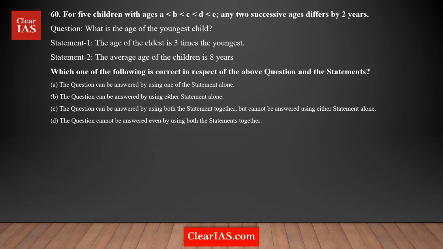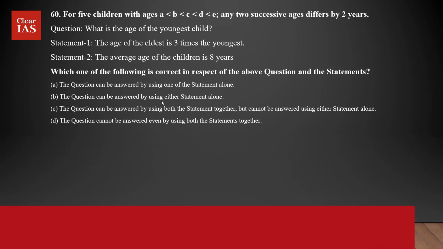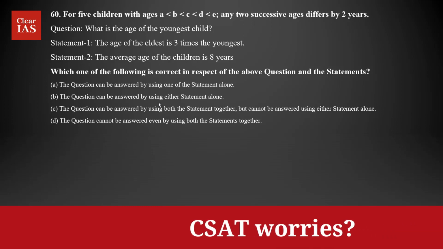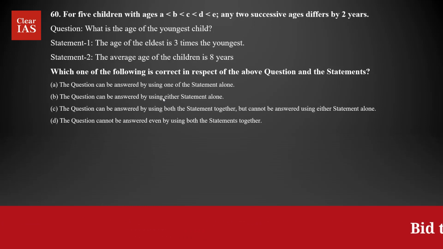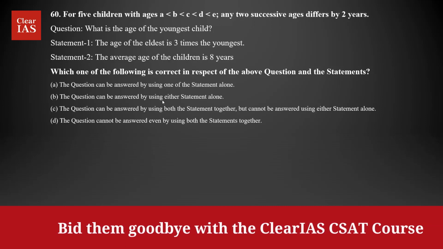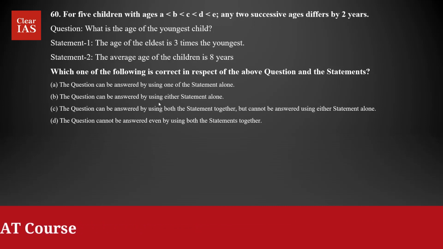Let's analyze question number 60. For five children with ages A, B, C, D, E given, we know that A is less than B, less than C, less than D, less than E. It's also given that any two successive ages differ by 2 years. And the question is asking you to calculate the age of the youngest child.